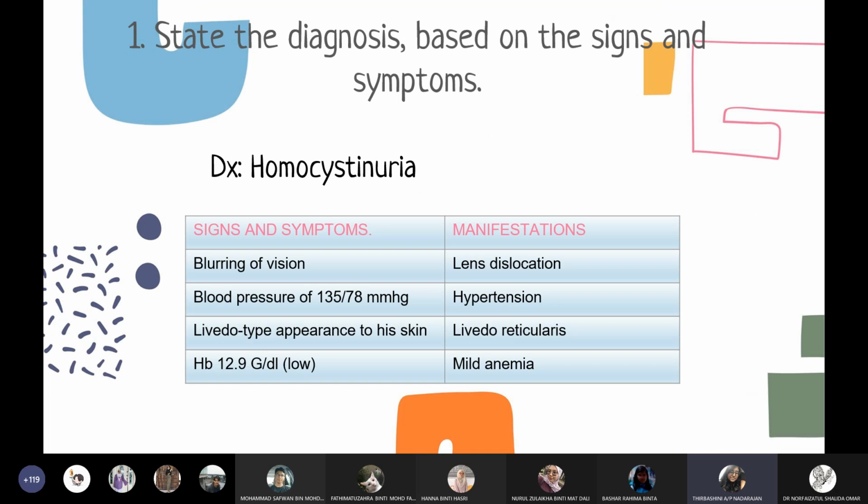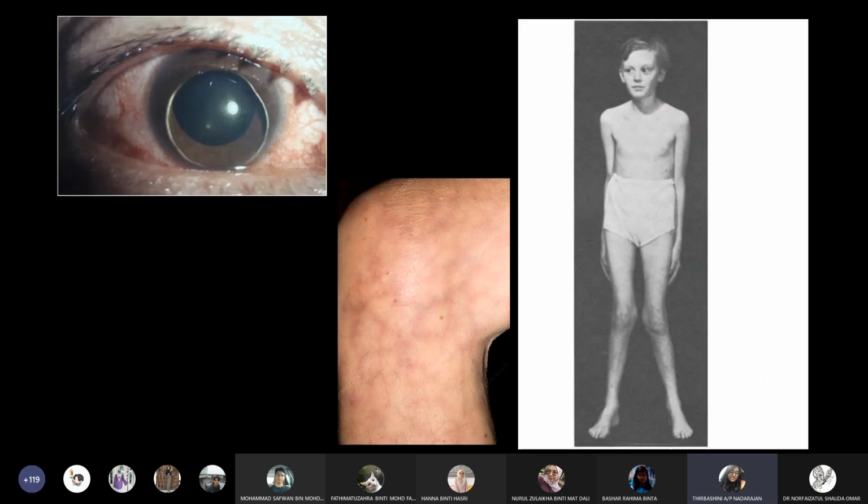So the first question asks us to state the diagnosis. So this patient is suffering from homocystinuria, and the other symptoms are mainly the clinical manifestations of that diagnosis itself, which are lens dislocation, hypertension, livedo reticularis, and mild anemia. So on the top left, you can see lens dislocation. Mainly in homocystinuria, the lens dislocation is downward.